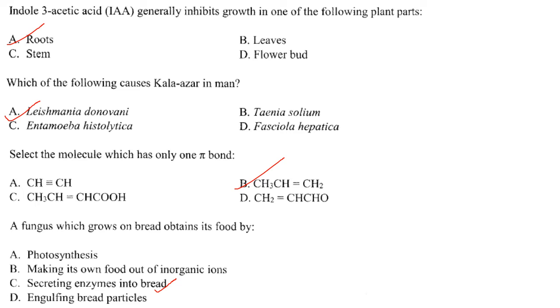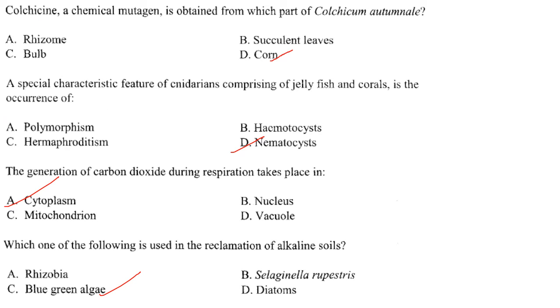Then a fungus which grows on bread obtains its food by. Hyphae of the bread mold penetrate the bread substrate, secreting digestive enzymes and absorbing the soluble products of digestion. So secreting enzymes into bread. Answer is option C. Then next one. Colchicine, a chemical mutagen, is obtained from which part of Colchicum autumnale? It is obtained from the corm. Answer is option D.